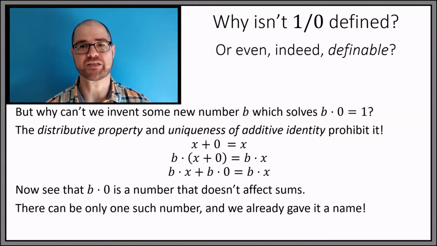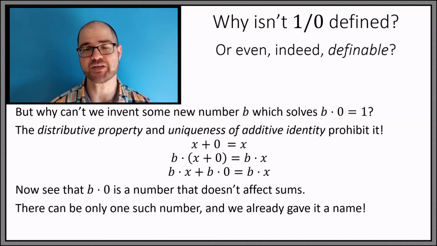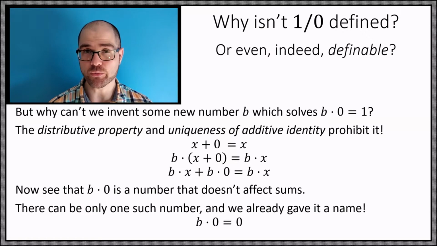So we can't let b be a number which is the multiplicative inverse of 0, because any number b times 0 must be 0, not 1. Our rules of arithmetic force our hand. 0 cannot have a multiplicative inverse.